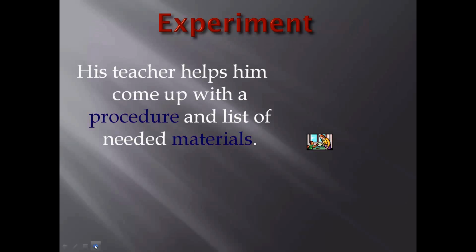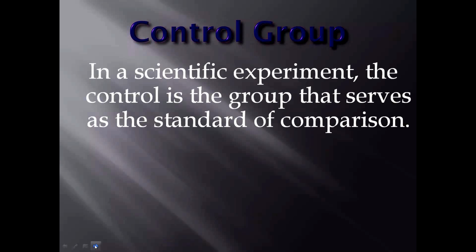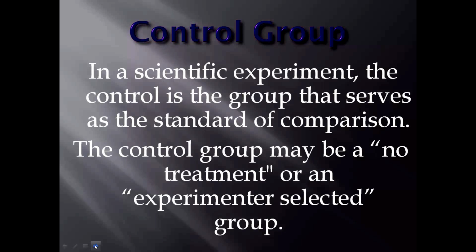And then your teacher helps them come up with a procedure and a list of needed materials. And she discusses how to determine the control group. In most experiments, you get a control group that serves as a standard of comparison. Quite often in drug testing, you'll hear the term placebo, and this is typically a sugar pill, and they'll compare the results of some type of drug to the placebo. The control group may be a no treatment or an experimenter selected group.